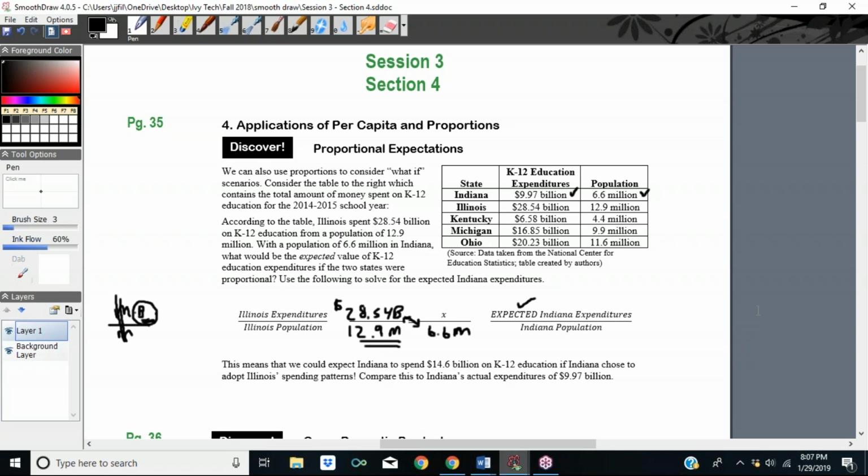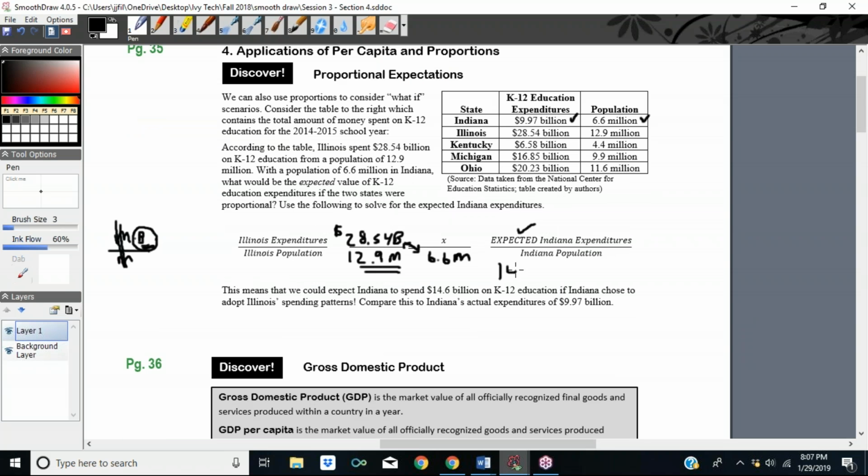It looks like some of you put the answer in the chat box. Awesome. 14.6 billion. I didn't do this problem, I just set it up. Oh yeah, the answer is right here. It says this means that we could expect Indiana to spend $14.6 billion on K-12 education if Indiana chose to adopt Illinois spending patterns. Compare this to the actual expenditures of $9.97 billion. How do those compare? It looks like it's almost $5 billion more, right?